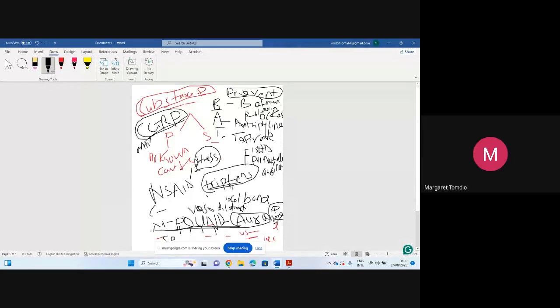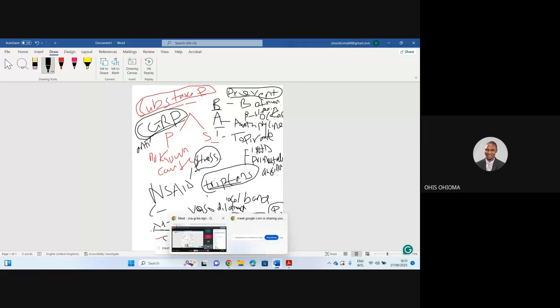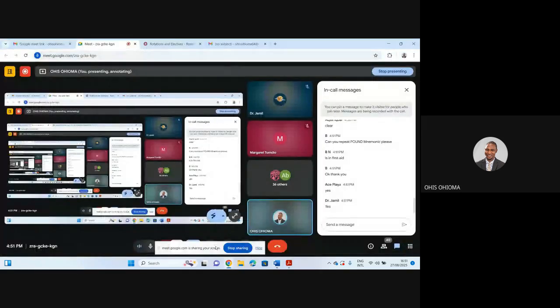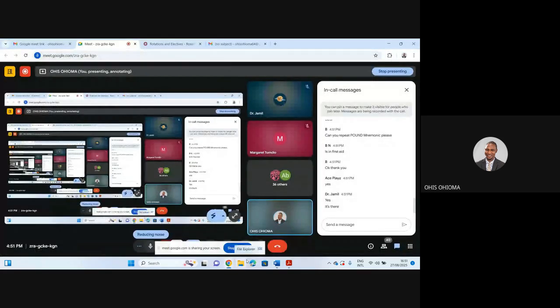Yeah, thank you. Okay, so someone said I should repeat the POUND mnemonic. So the P stands for pulsatile, the O stands for one day, the U stands for unilateral, the N stands for nausea and vomiting, and then the D stands for disabling.